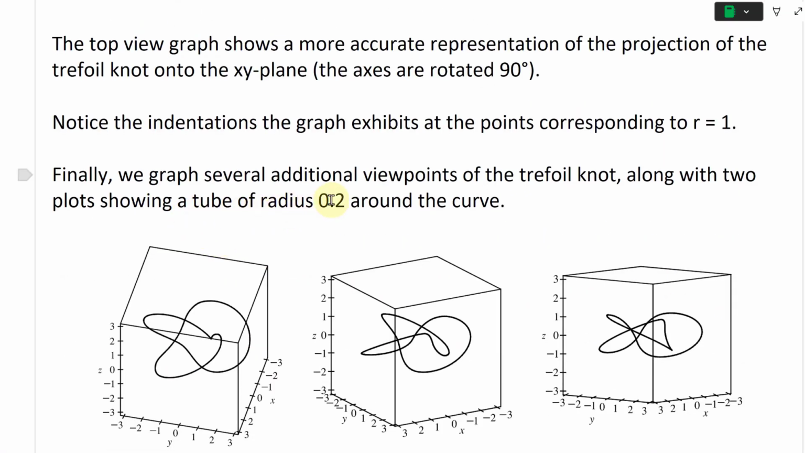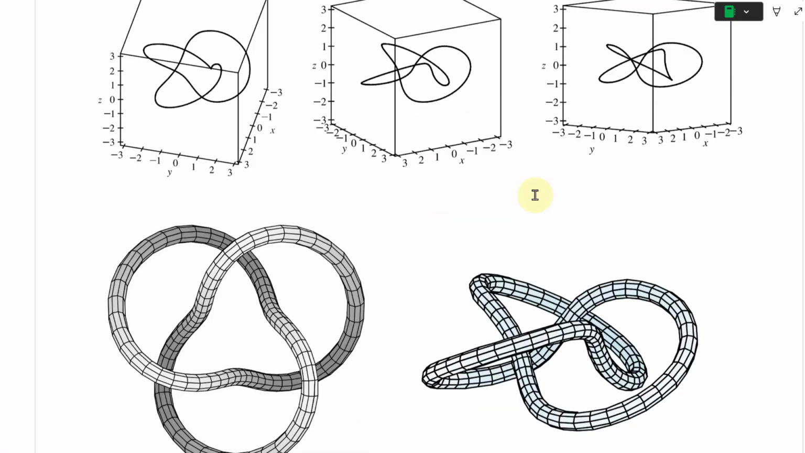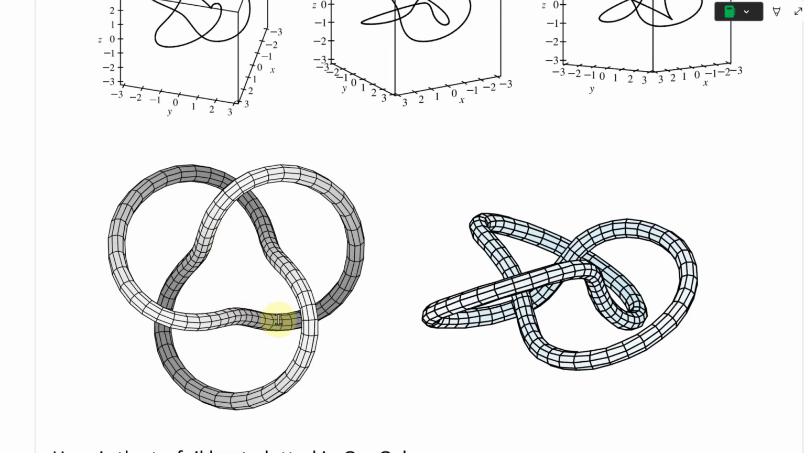And finally, we graph several additional viewpoints of the trefoil knot along with 2 plots showing a tube of radius 0.2 around the curve. So here's how this looks. You can move it around. Looks pretty cool. And now here it is with the tube, so you can see it going in and out. It goes like that. It's pretty epic stuff here.